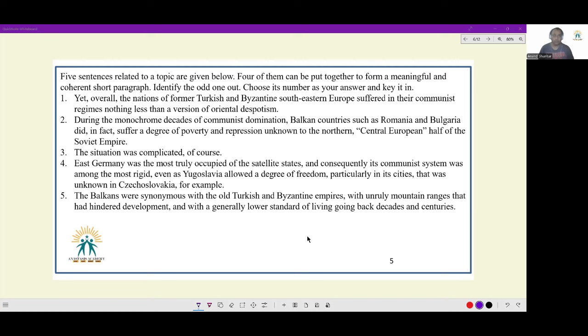Yet overall, the nations of former Turkish and Byzantine southeastern Europe suffered in their communist regimes nothing less than a version of Oriental despotism. During the monochrome decades of communist domination, Balkan countries such as Romania and Bulgaria did, in fact, suffer a degree of poverty and repression unknown to the northern Central European half of the Soviet Empire.